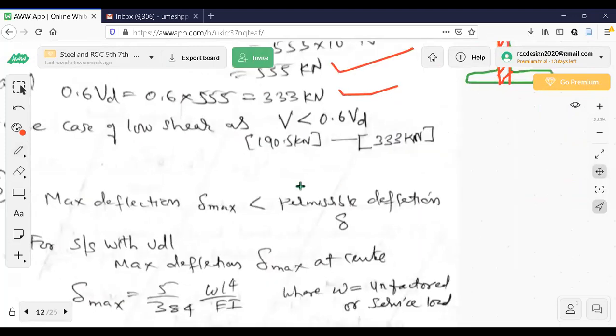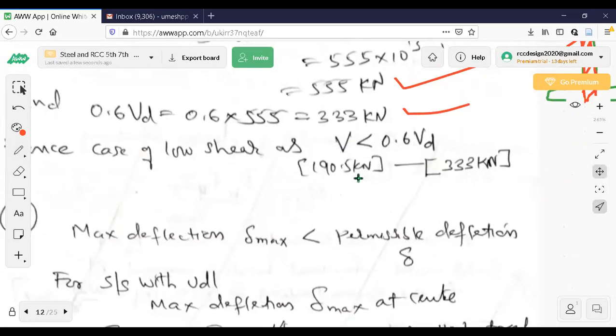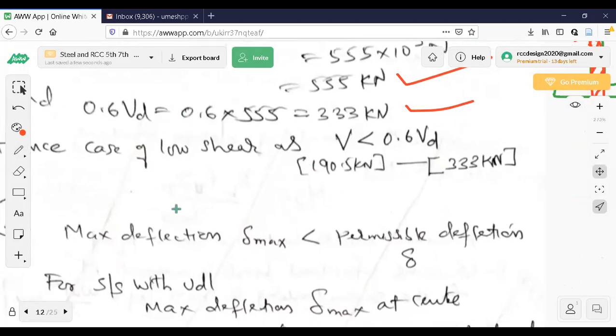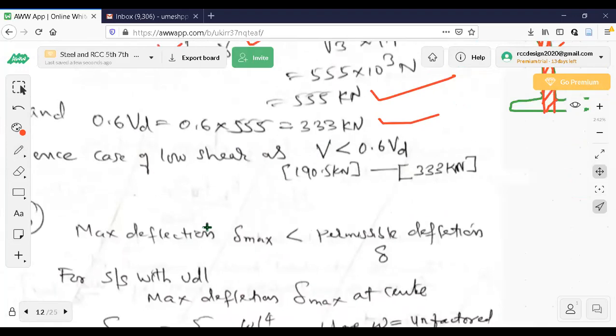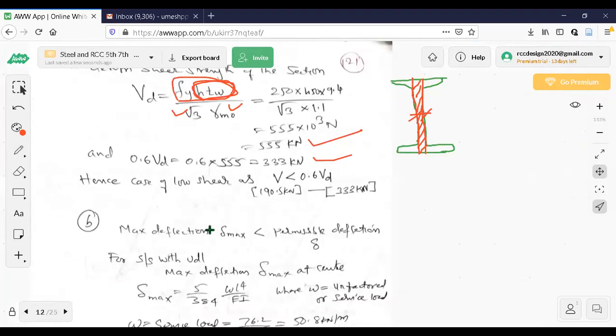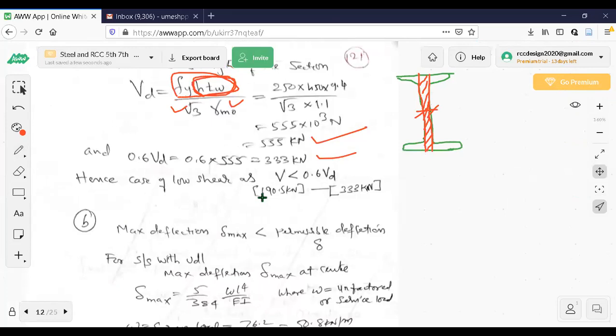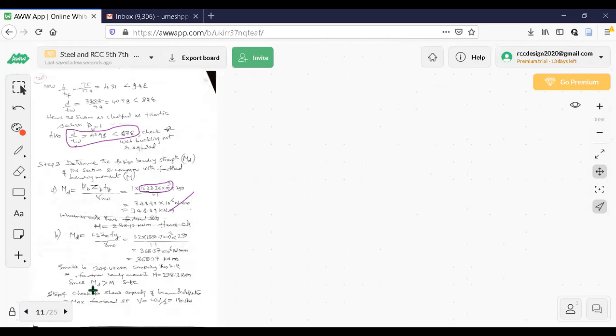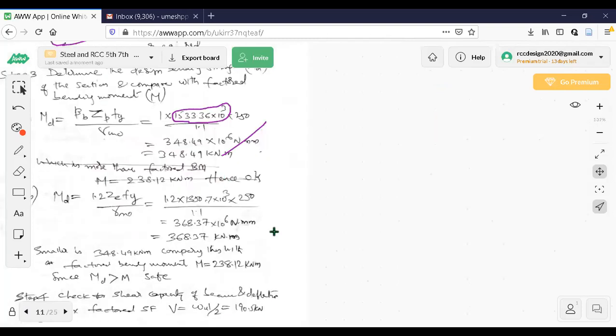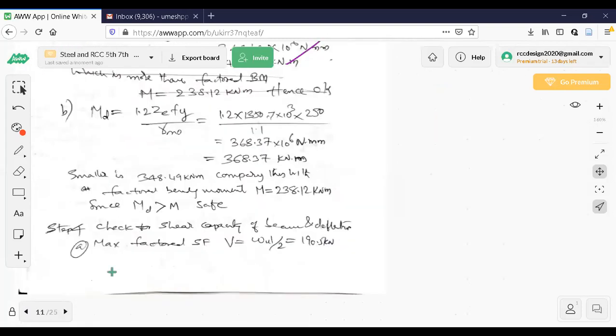Observe here. Shear force was 190. 60% of this value is 333. So the shear resistance or shear capacity is 333. It can resist up to 333, whereas it is actually subjected to 190.5. I think you know where I got 190. It is WL by 2, the shear force. WL by 2, 190. So this is how you should calculate it.